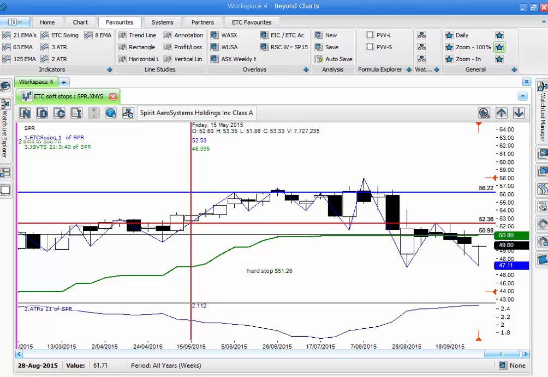And I think we've got two more that we'll have a very quick look at. The same sort of thing. Initial soft stop through here. Once it was breached, we had to put in a hard stop.